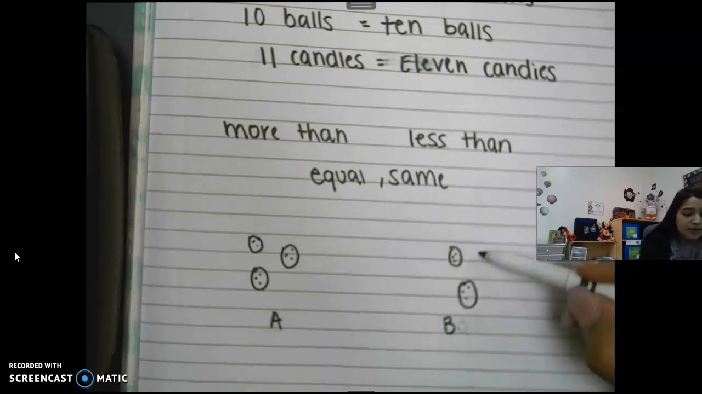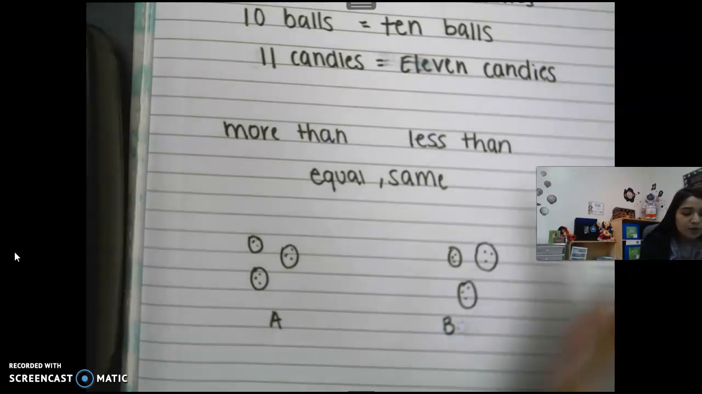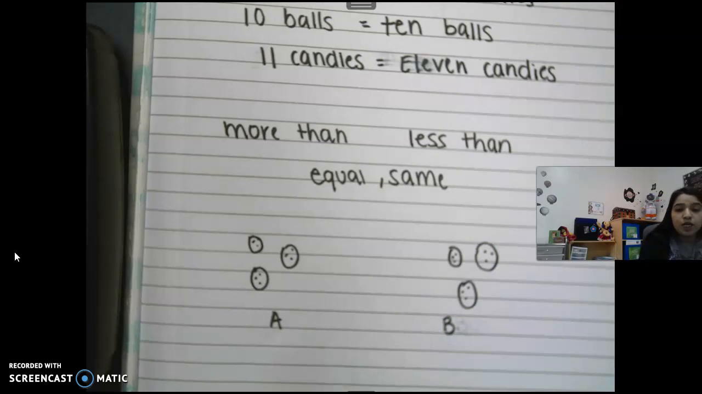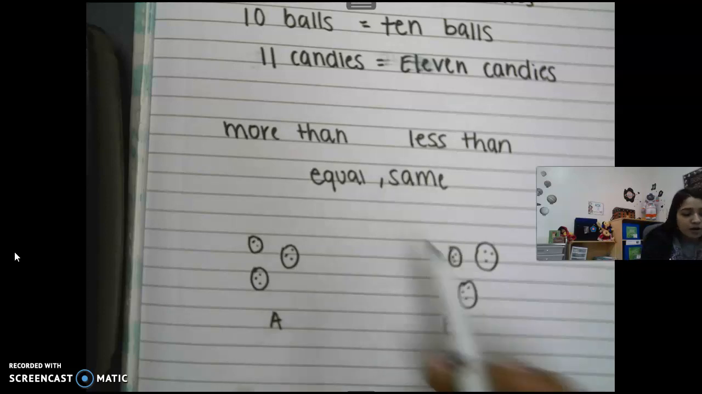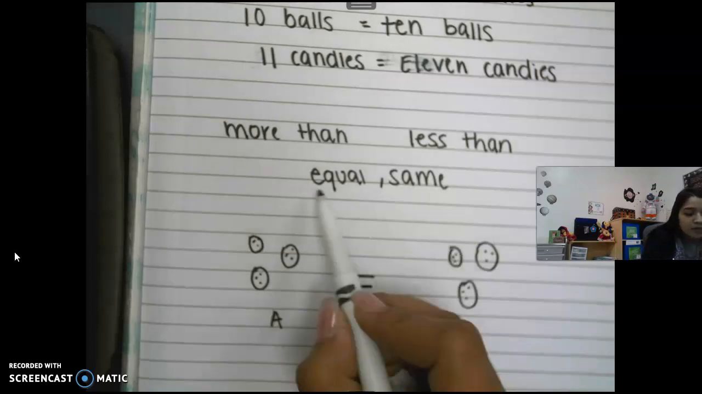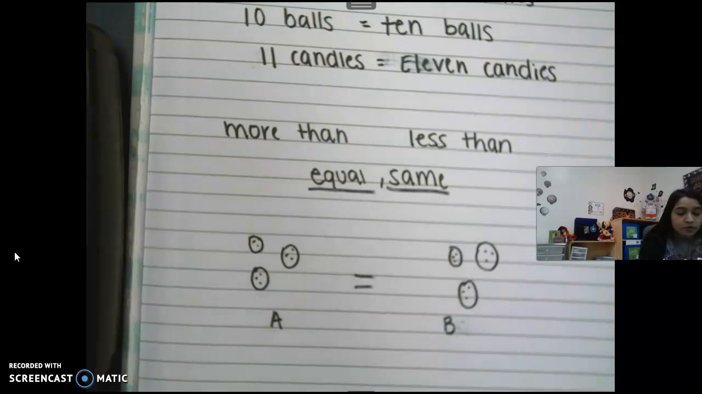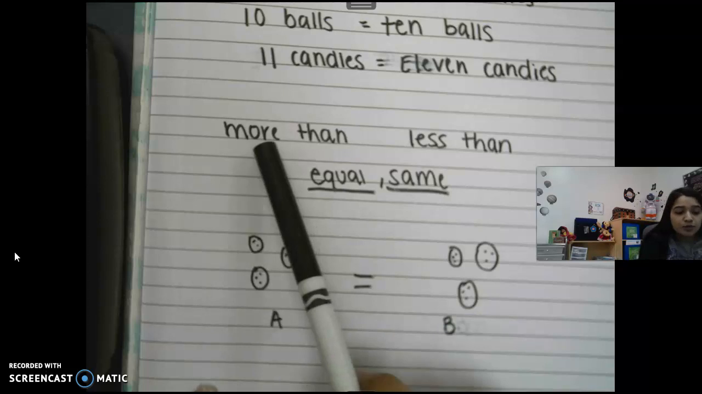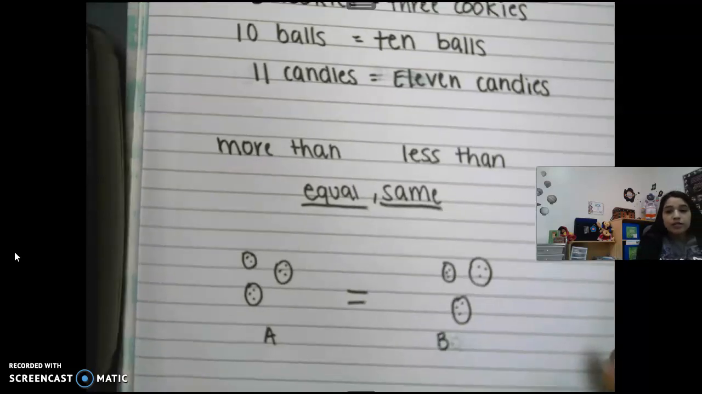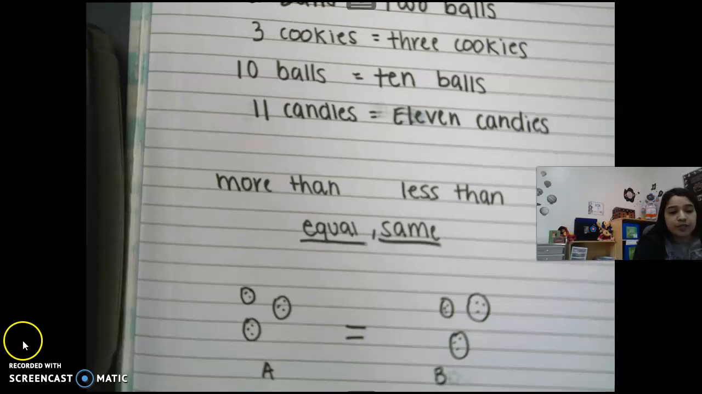Or let's say that I gave both groups 3 cookies. So A has 3 cookies and group B has 3 cookies. So that means that they have the same amount. They have equal amounts. So they are equal, the same. Alright? So now that you know different forms that you can see in different words, let's go ahead and read today's story.